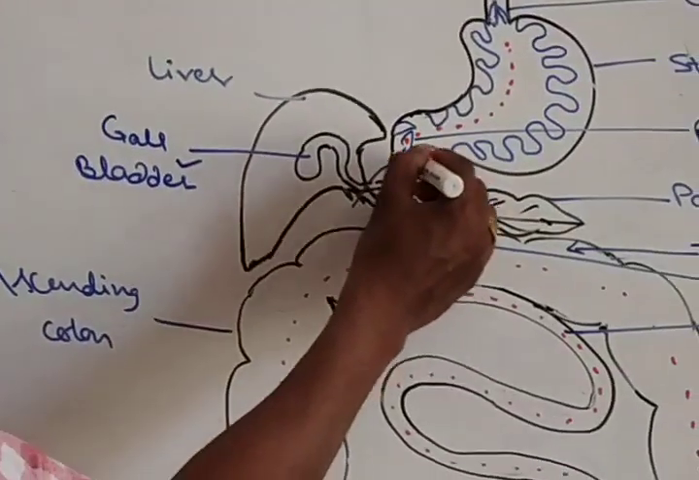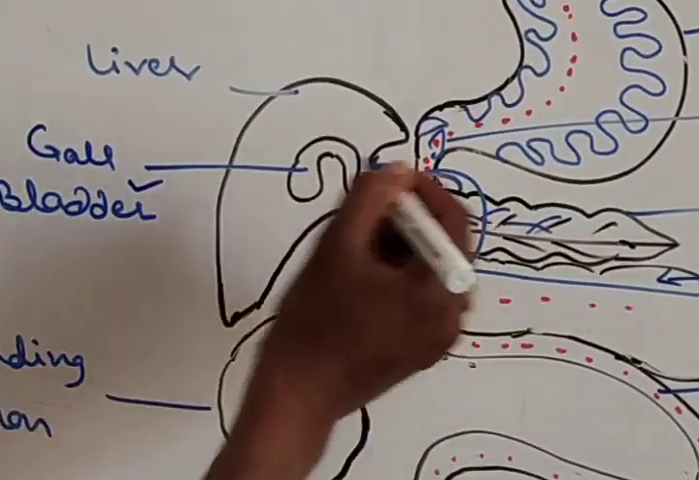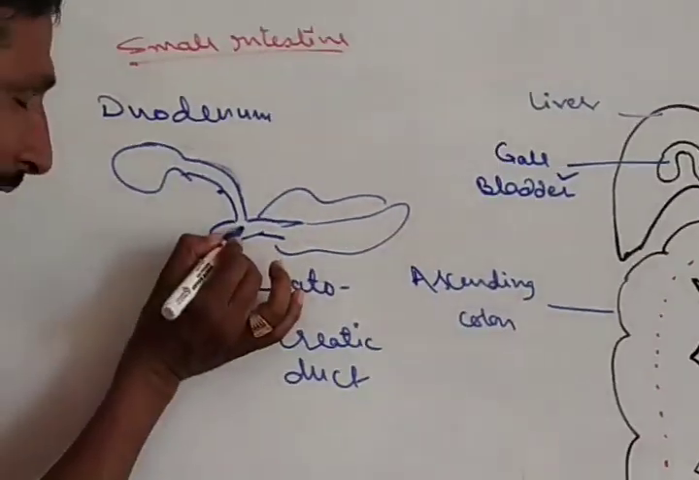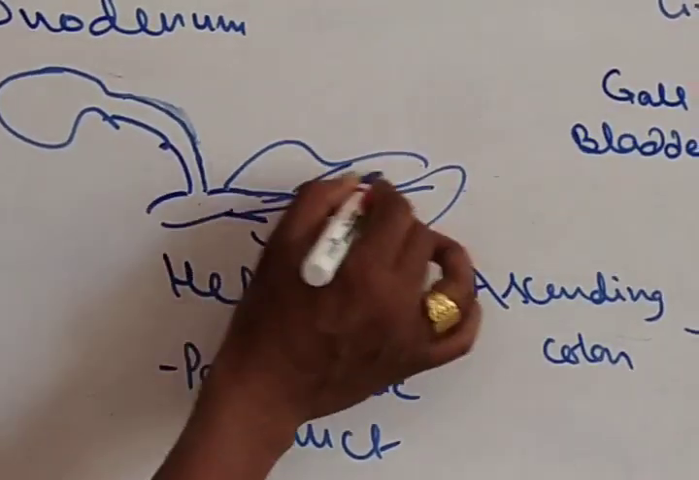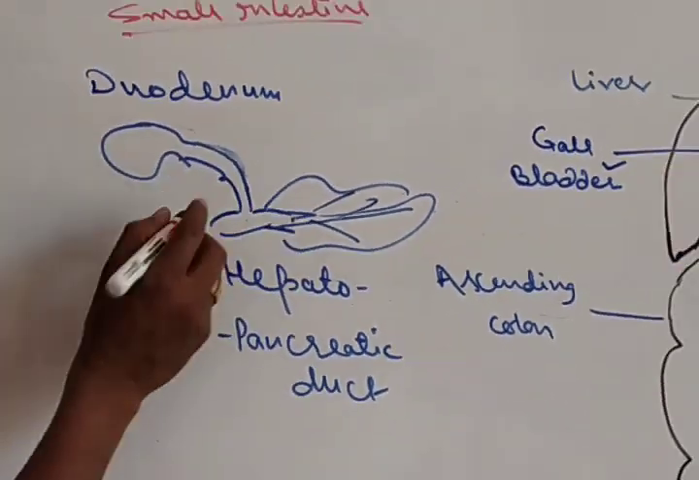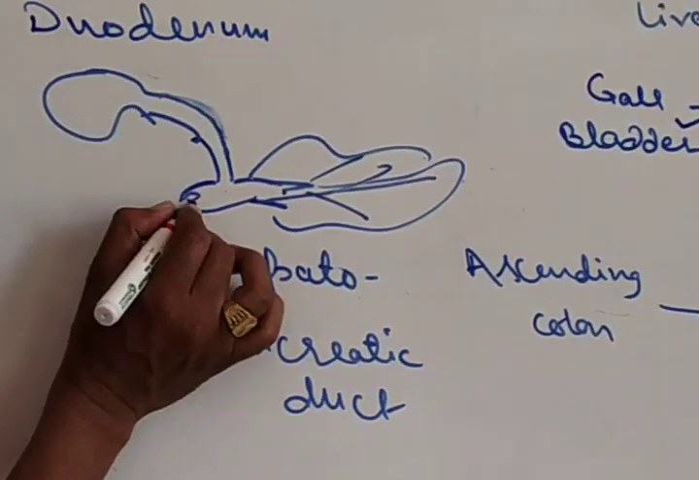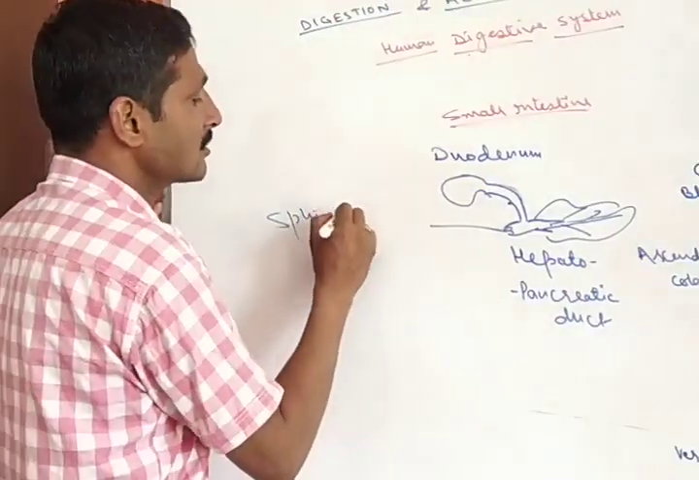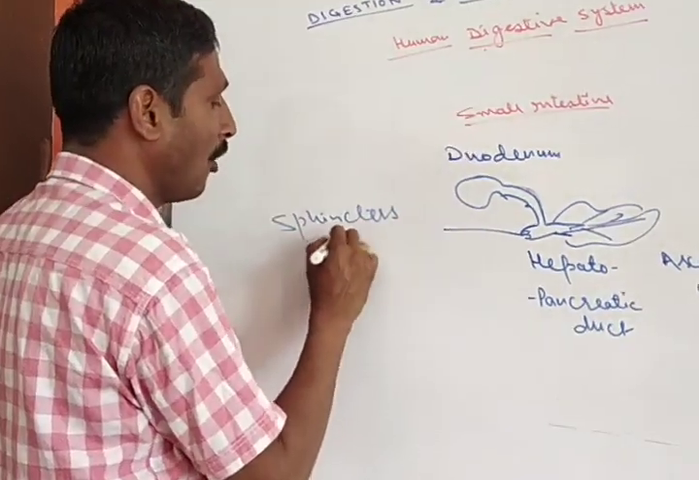Here at this point you can see two ducts are opening, but they are forming a common duct further by joining with each other. One is from pancreas, another is from gallbladder, and its opening is guarded by sphincters, which are called as sphincters of Oddi.